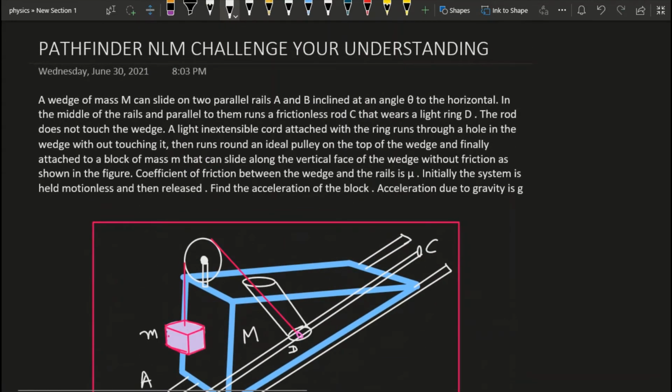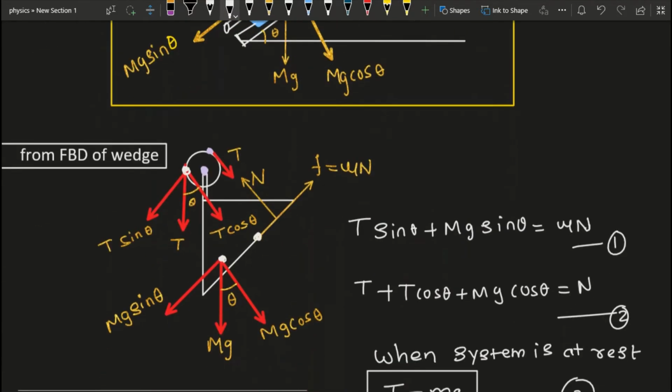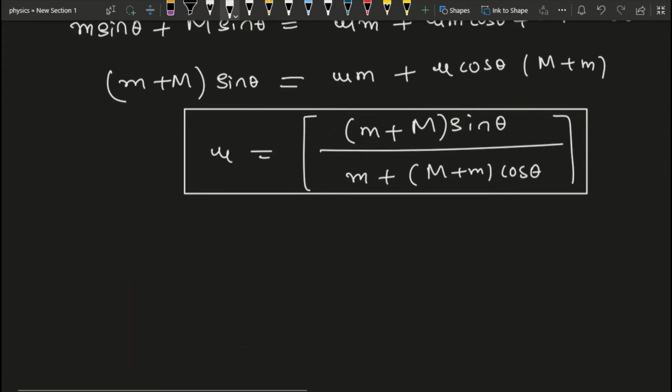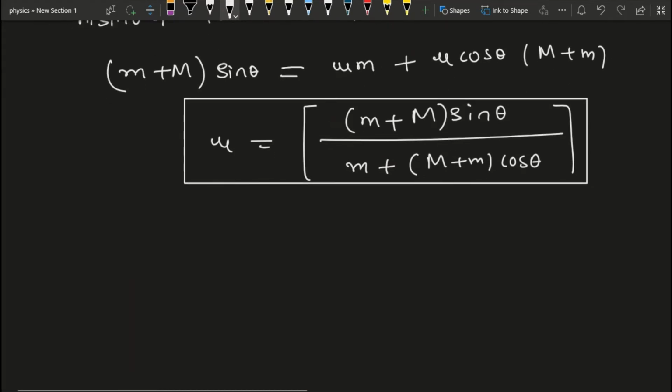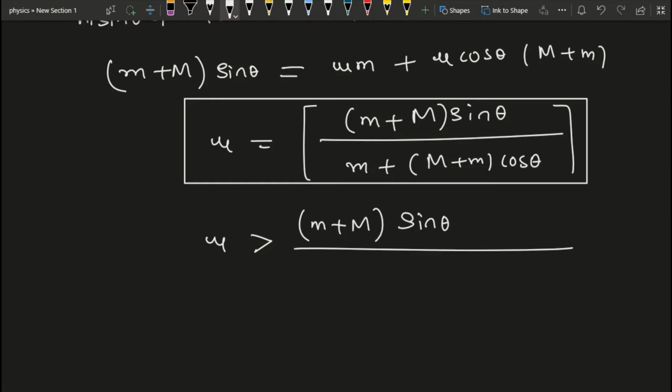But initially it was at rest. But what happens when it is released? It is moving. So here we have to define some conditions. When the friction coefficient is greater than the value that we have obtained here, that is, greater than small m plus capital M into sin theta divided by small m plus capital M plus small m into cos theta, then the system does not move.